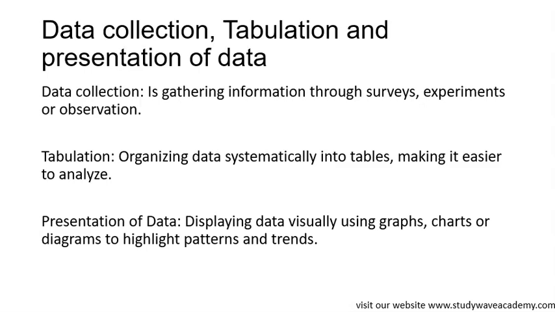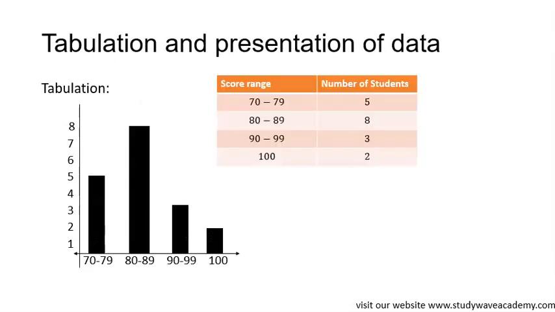Now let's imagine you want to gather information about the exam scores of students in your class. You distribute a survey asking each student about their scores, okay? After collecting the surveys, you have a data set containing the exam scores of each student, okay? Now you organize this in a tabular form, okay? You organize the data into a frequency distribution table, counting the number of students who scored in different ranges, okay? Like this.